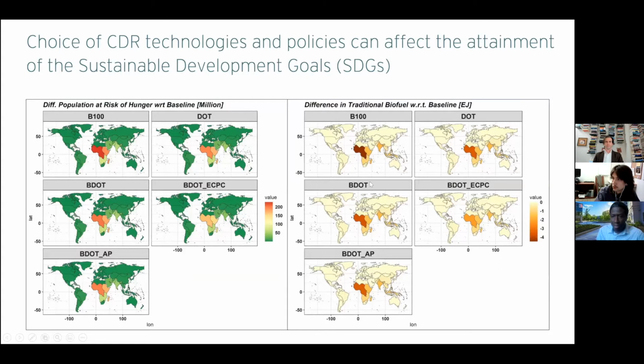On the next slide shows how different allocation mechanisms affect the SDG performance of SDG outcomes at a regional level. And as you can see here, the equitable distribution of CDR technologies on a per capita basis can help alleviate or enhance some sustainability impacts of CDR technologies in vulnerable regions like Sub-Saharan Africa, in terms of reducing the population at risk of hunger and their reliance on traditional biofuels. I'll hand over to Garrett in the next slide.